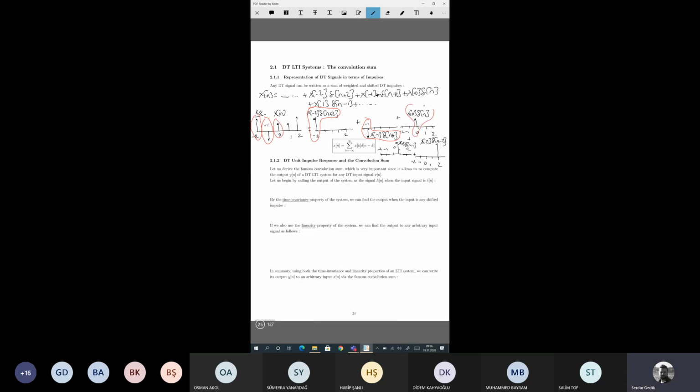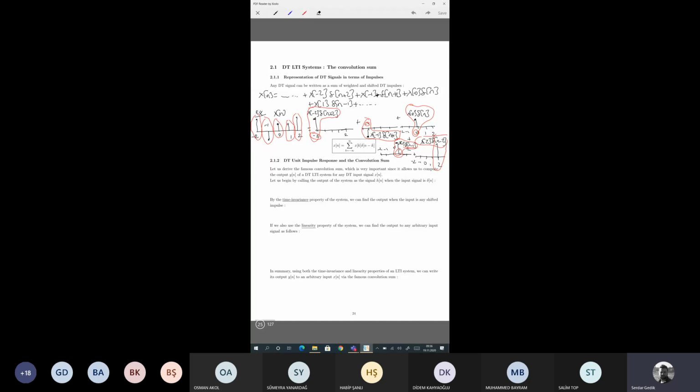x of 0 impulse of n. Remember, impulse of n is at 0. Impulse of n plus 1 is at minus 1. Impulse of n plus 2 is at minus 2. And what else? I have the fourth term. It is simply x of 1 impulse of n minus 1, and impulse of n minus 1 is, of course, at 1. And finally, I have the last term, which is x of 2 impulse of n minus 2. So impulse of n minus 2 is again at plus 2. So I can write this signal as the sum of 5 different shifted and scaled impulses.